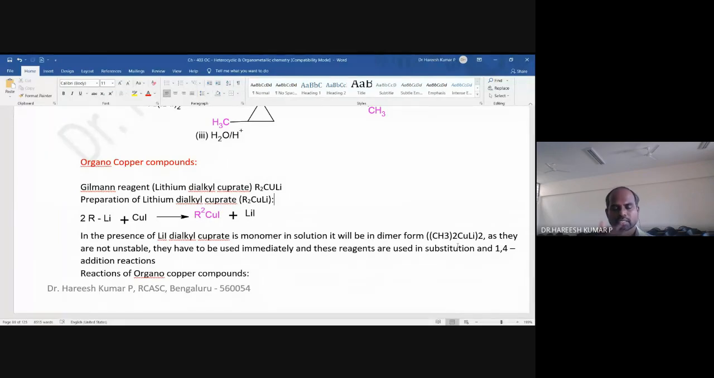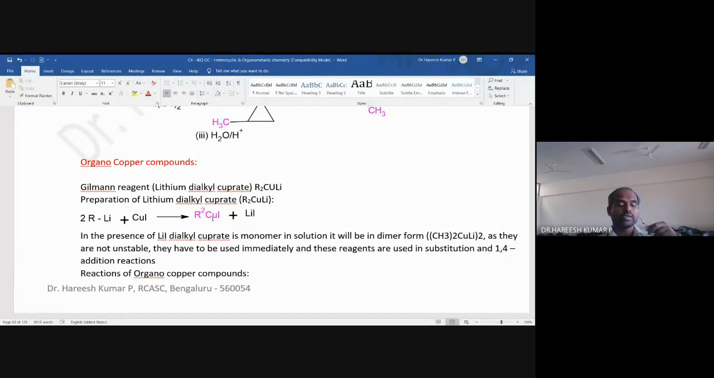1,4 addition reactions means alpha beta unsaturated carbonyl addition. So what is adding here? You know that lithium dialkyl cuprate acts as a source of R. Suppose R is methyl, it will act as a source of methyl. If R is ethyl, it will act as a source of ethyl, more particularly in the form of a carbanion. So R will be added to the substrate in the form of an anion. That is the reason it is useful in substitution reactions.